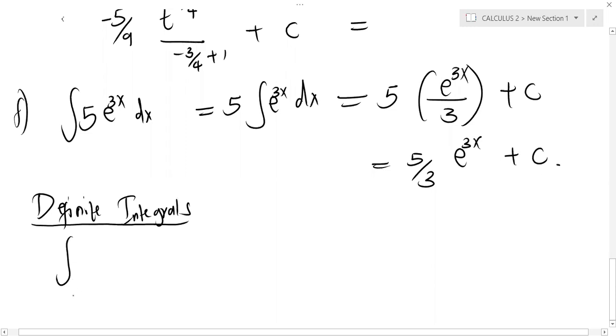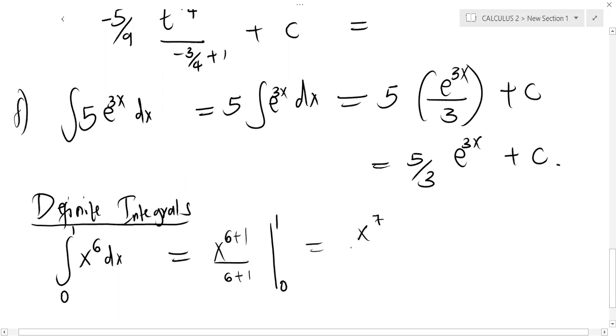So let's say, for example, you're told to integrate from 0 to 1 x raised to power 6 dx. Let's first start by integrating x raised to power 6. It will be x raised to 6 plus 1 over 6 plus 1. That gives us x raised to power 7 over 7, and the range is from 0 to 1.